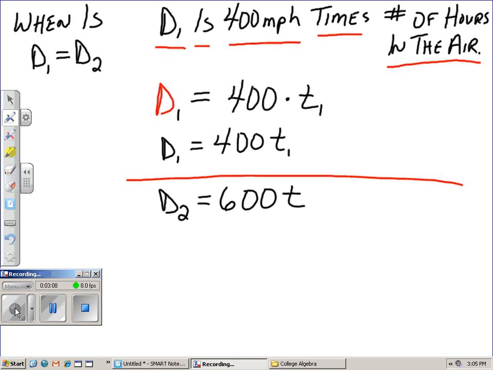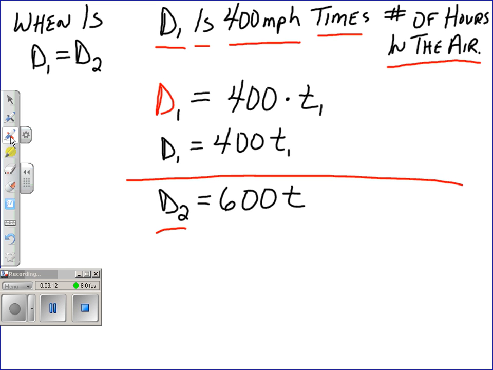Now in the same way, we can say the distance covered by plane 2, I'm going to call it d sub 2, is 600 miles an hour times the number of hours that it's been in the air. Now, it's been in the air a different amount of time, so I need to label that as a different t. So I'm going to label that t2, or t sub 2. So t sub 2 is the number of hours that plane 2 has been in the air. T sub 1 is the number of hours plane 1's been in the air.